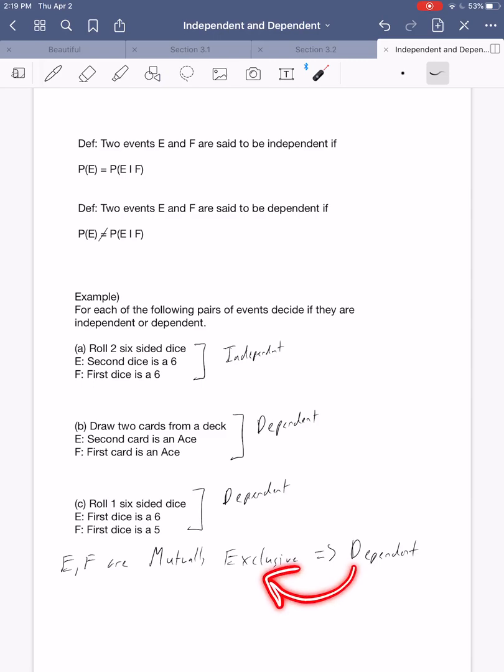The other direction does not hold. We just did an example here where two things were dependent, but certainly not mutually exclusive. It is possible to get the second card to be an ace, even when the first one is an ace. So this is only a one-directional statement. If things are mutually exclusive, you automatically know they're dependent.